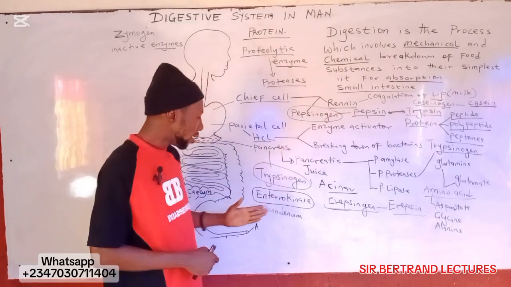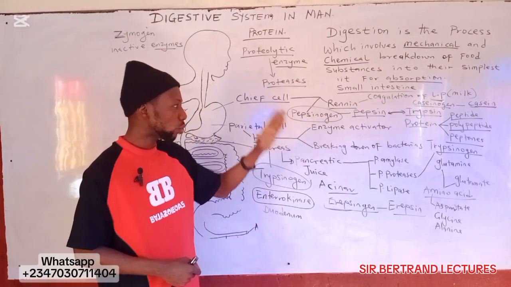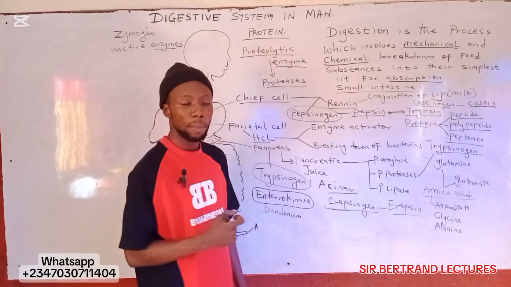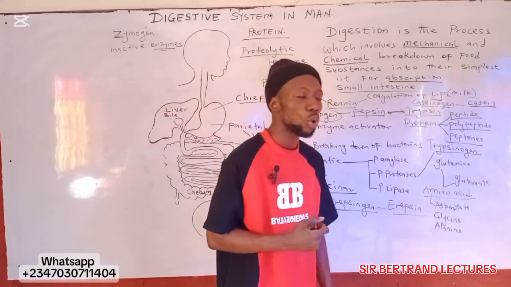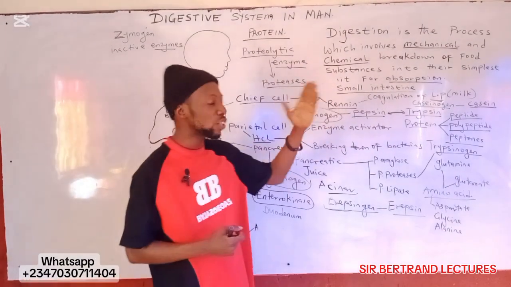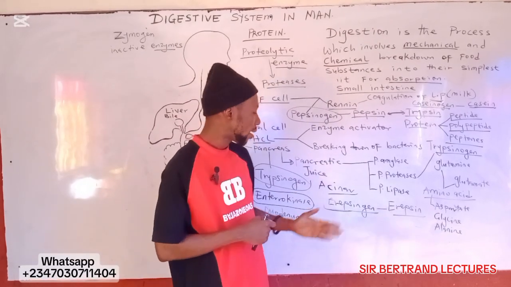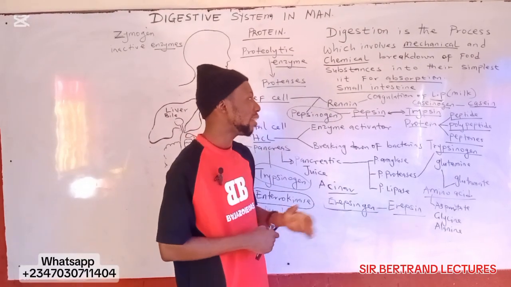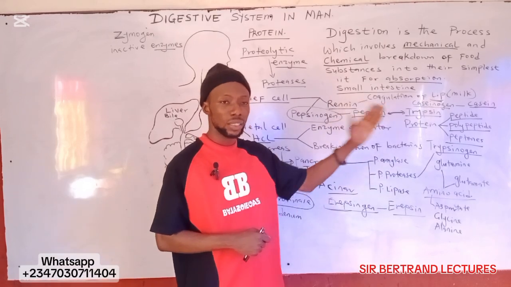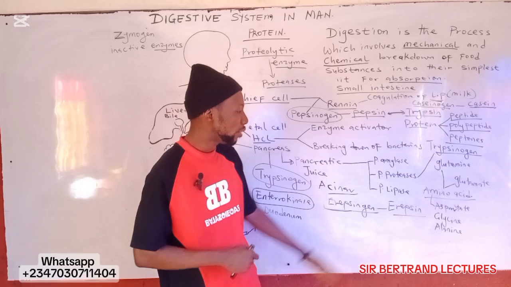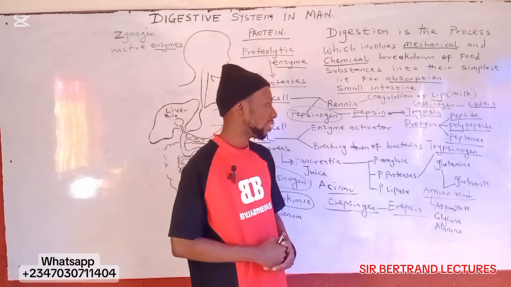The pepsin and trypsin act on solid proteins and convert them into peptide, polypeptide, and peptone, while the renin coagulates liquid protein into casein. Erepsin here in the small intestine will act on the casein, the polypeptide, peptide, and peptones and convert them into amino acid.